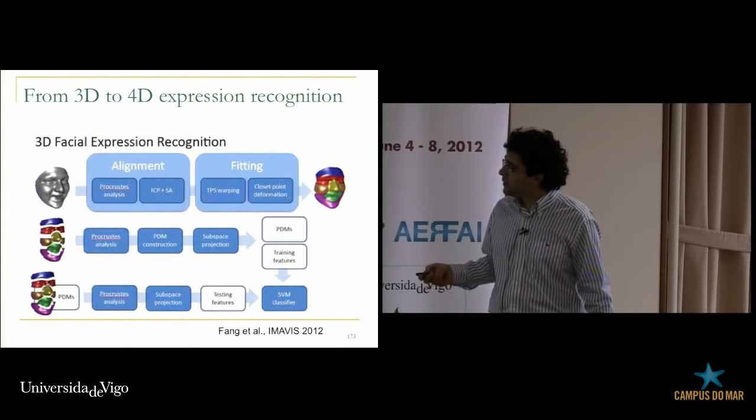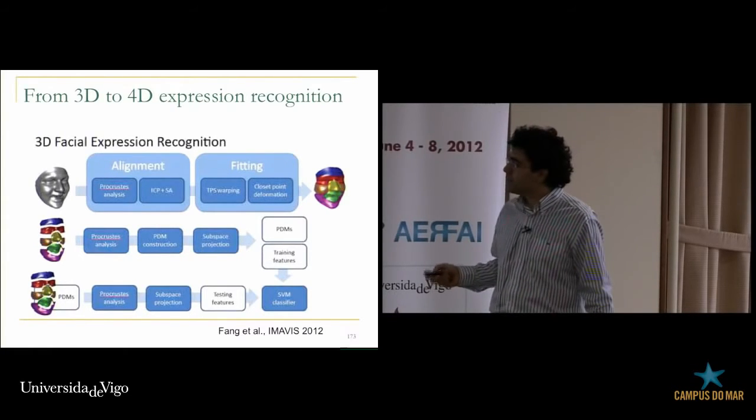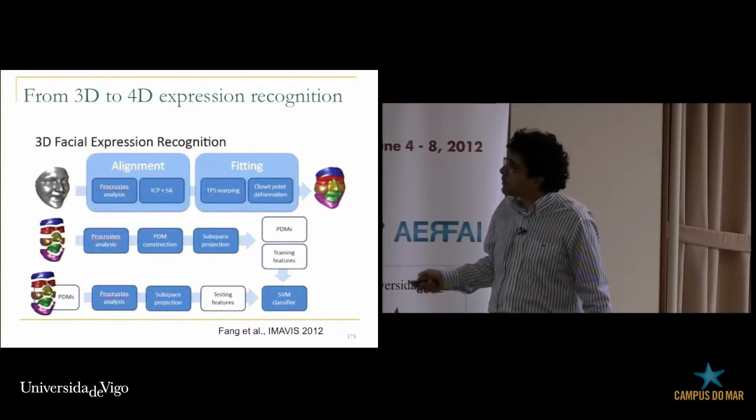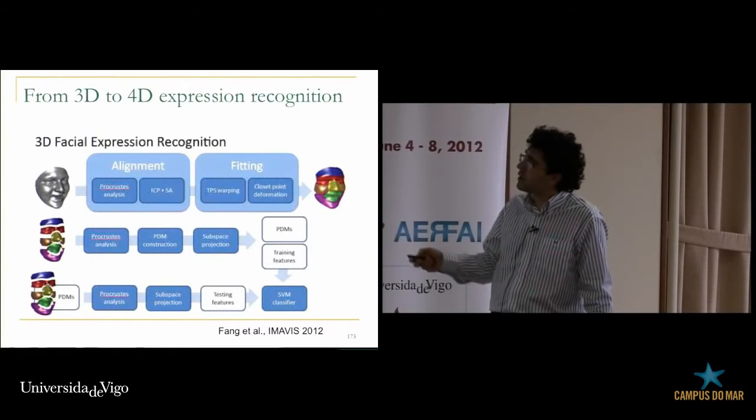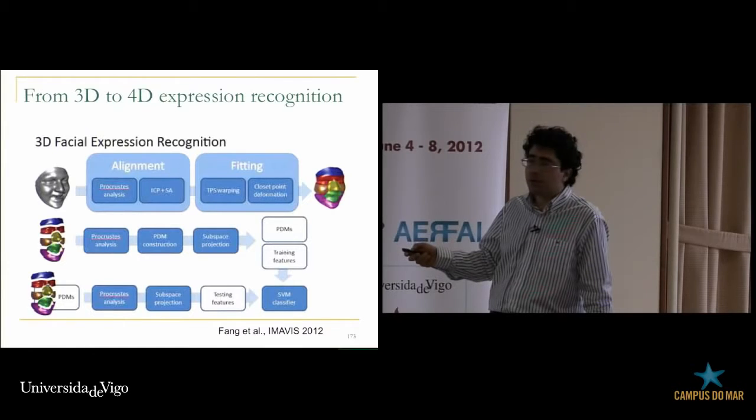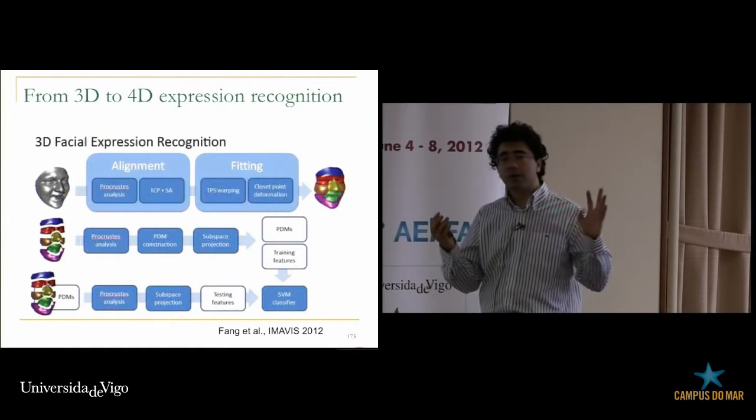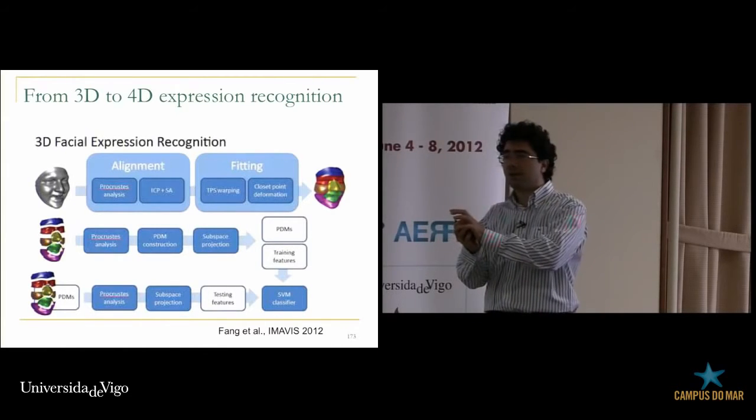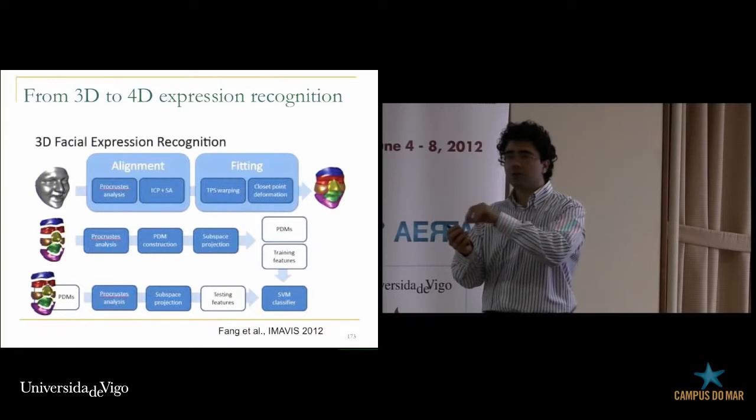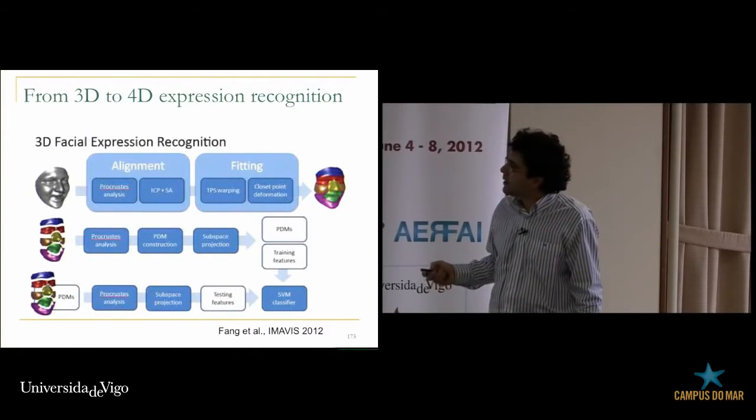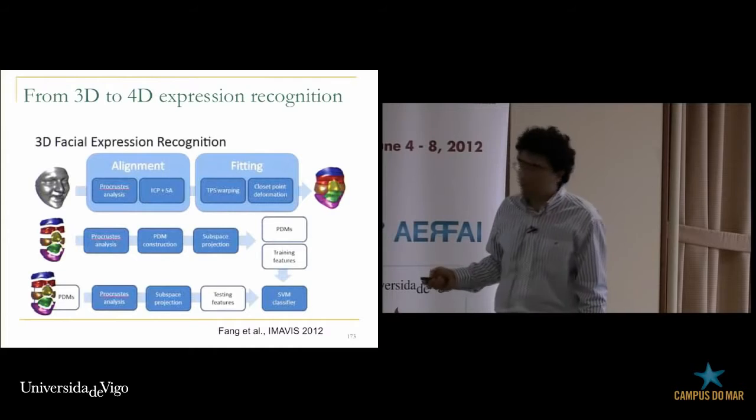This is Ioannis Kakadiaris' group in Houston. It's a very recent paper. This is the pipeline for 3D facial expression recognition: a Procrustes analysis, then an ICP, the iterative closest point, and structural analysis. Then for close fitting, they have a thin plate spline warping, but they don't warp the face to an average face. They warp an annotated face to the test face, and then just discard it to retain the labels. And then they have SVM classification.